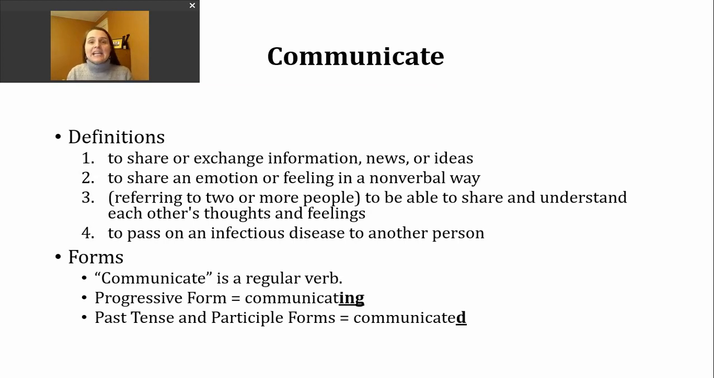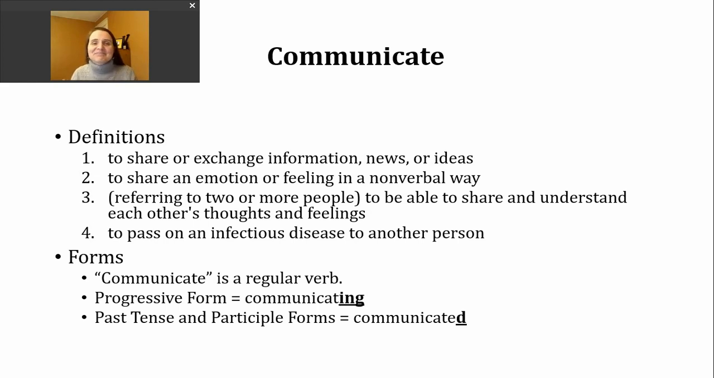A second way to use the verb communicate is to mean to share an emotion or a feeling in a non-verbal way. So here, we're not speaking, but we might be looking at the way someone is acting or behaving and thinking, well, we know that behavior communicates that the person is angry or sad or whatever other emotion the person may be feeling.